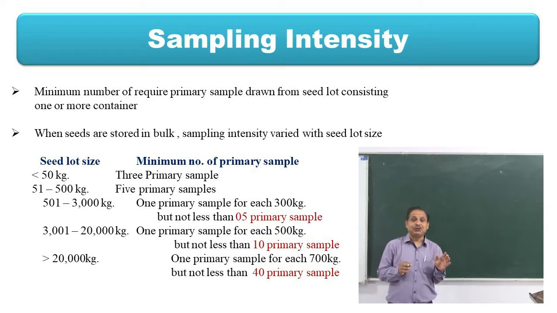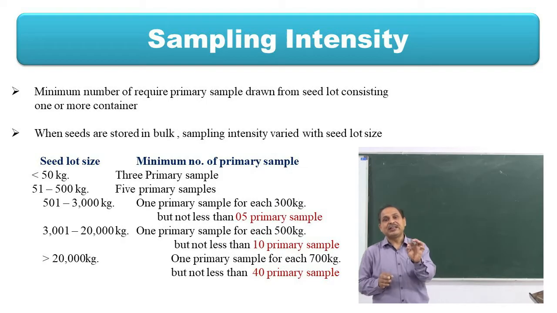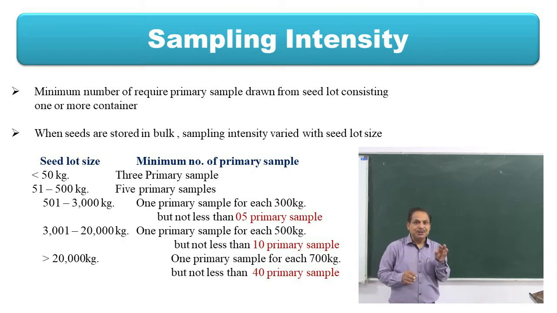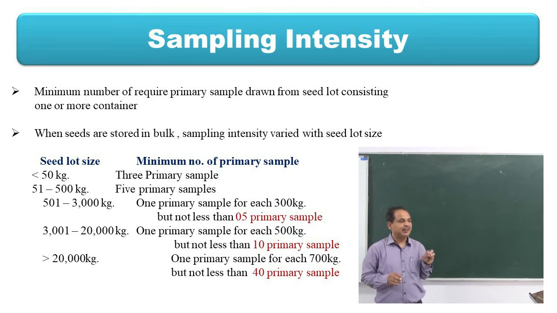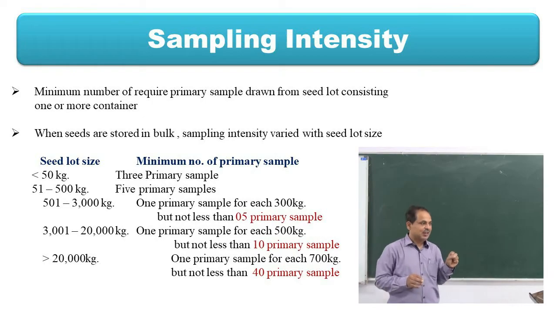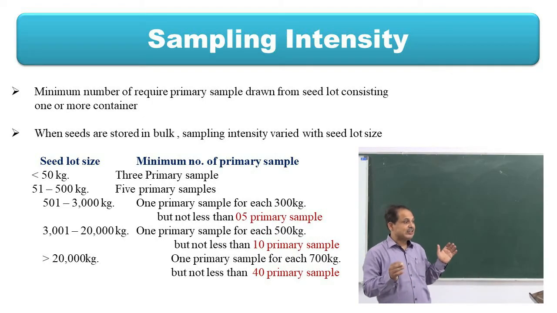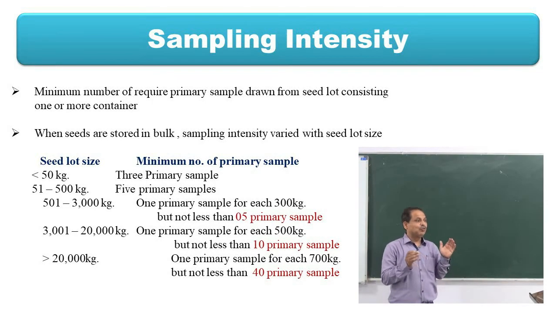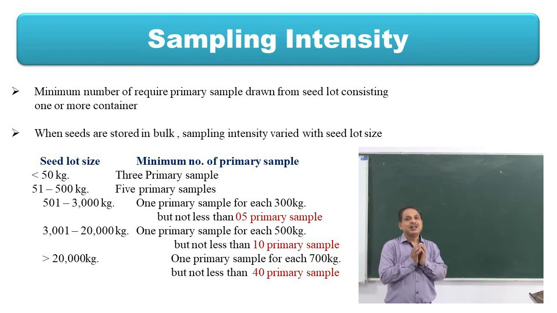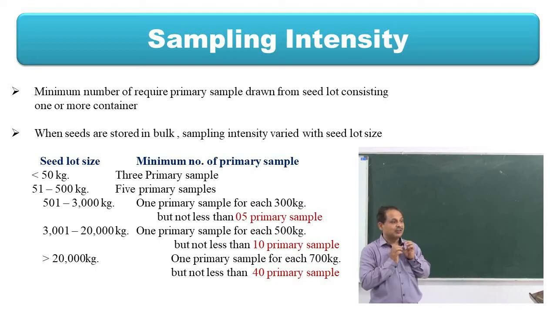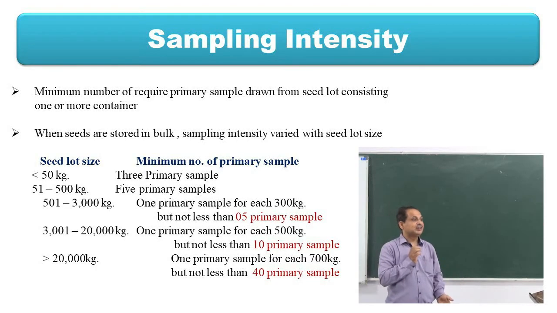If the seed lot size is less than 50 kg, a minimum of 3 primary samples has to be taken from the seed lot. Similarly, if the seed lot size is 51 to 500 kg, a minimum of 5 primary samples is required to be taken from the seed lot. It depends upon the seed lot size.